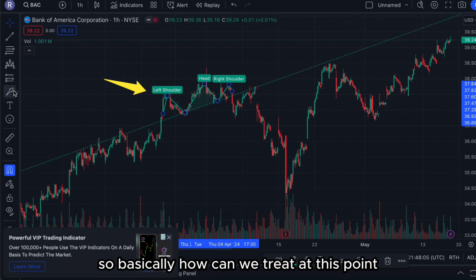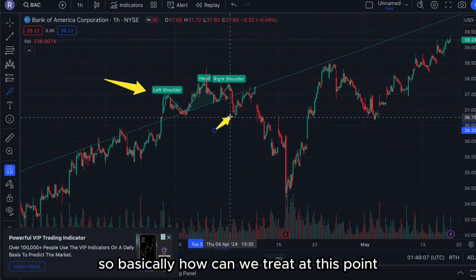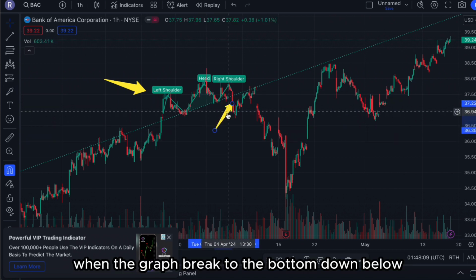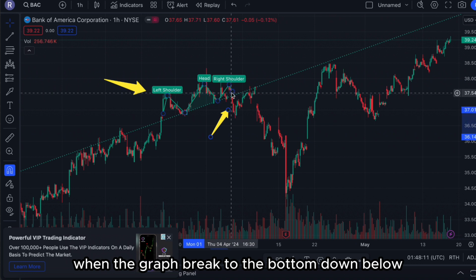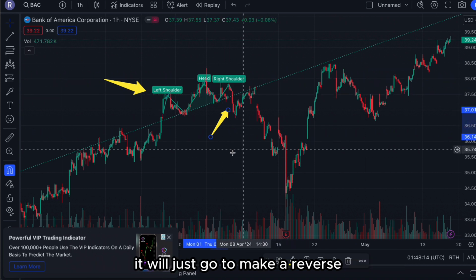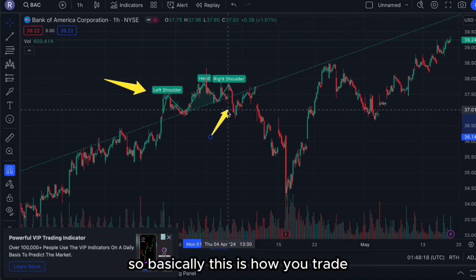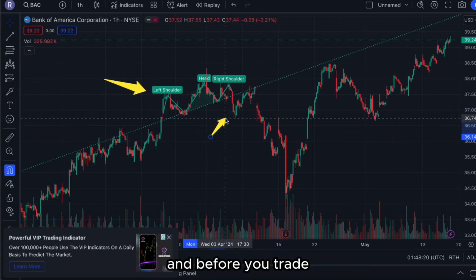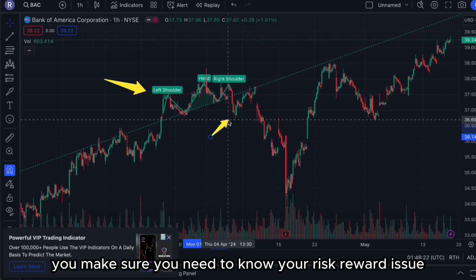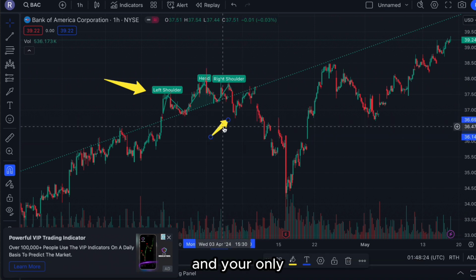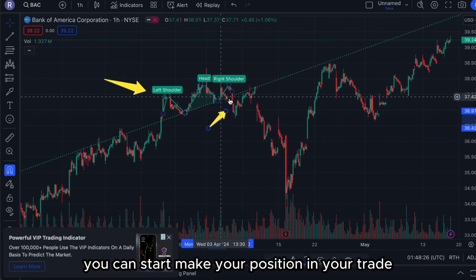So basically, how can we trade at this point? When the graph breaks to the bottom, down below, it will go and make a reversal trend going downwards. So basically this is how you trade, and before you trade, you need to make sure you know your risk reward ratio, and then you can start to make your position in your trade.